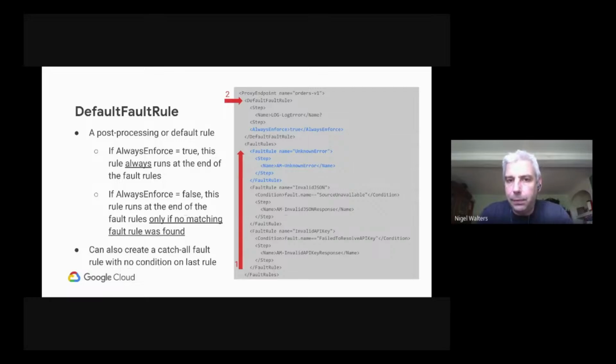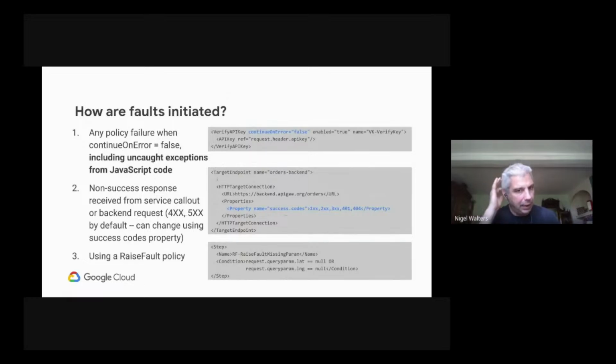You should have a default fault rule defined. This default fault rule essentially gives you a kind of catch-all, and a generic way to define something that we want to happen in these circumstances. Now, there's two ways you can configure it. You can configure it with always enforce equals true, which means this rule always runs. So we're going to do our other fault rules steps, and then we're going to run this. Or you can have it as false, which means this now becomes more like a catch-all condition, and we're just going to execute that logic should that end.